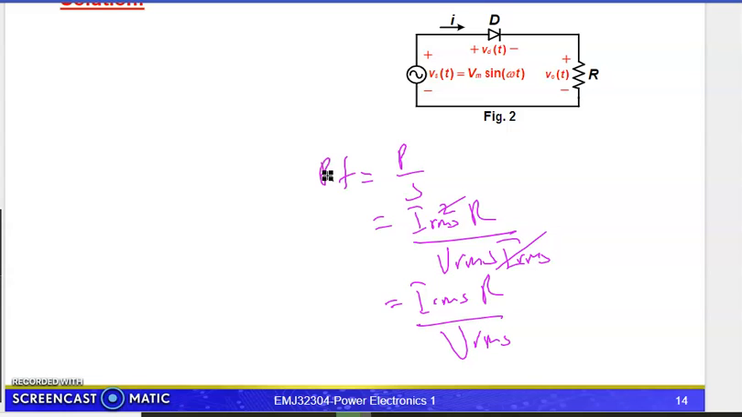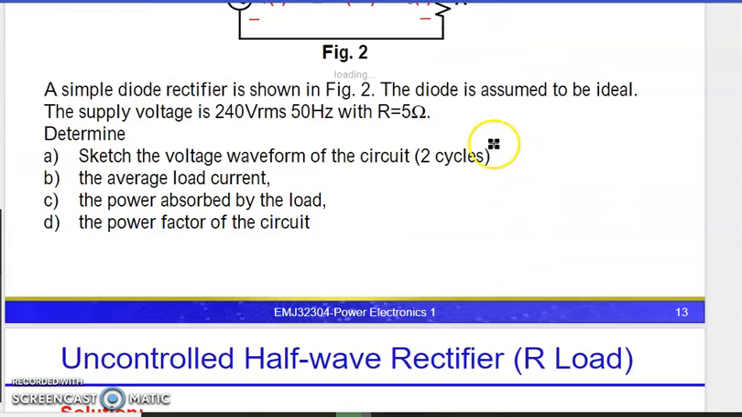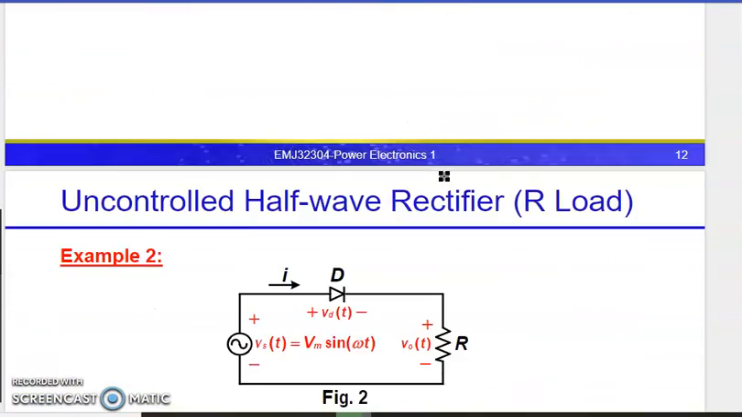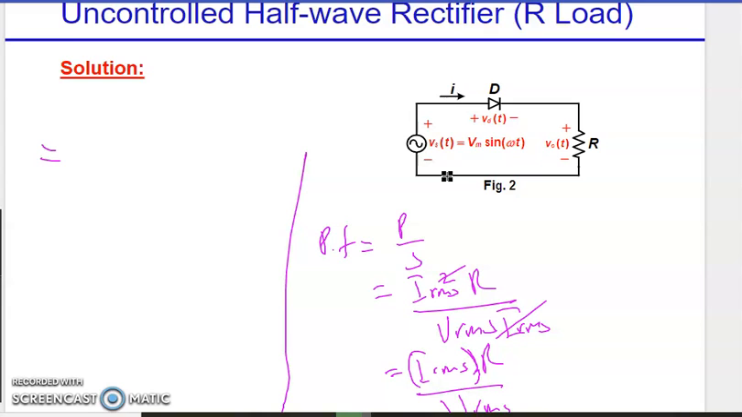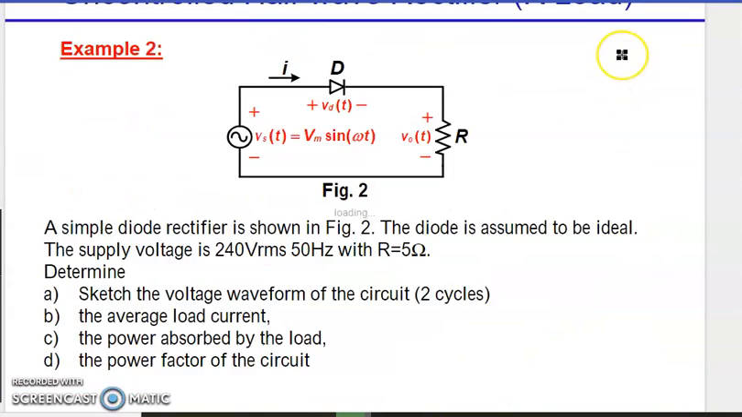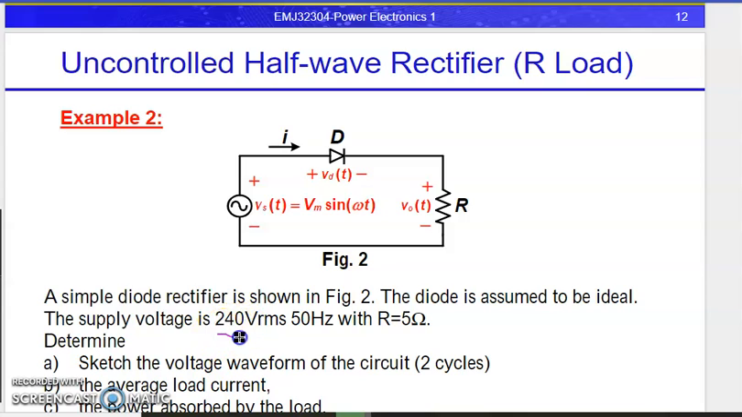If we take a look at the IRMS in the statement earlier, you see here, IRMS is equal to VM over 2R. So VM over 2R times R divided by VRMS. We cancel the R, and it remains as VM divided by 2 VRMS. We already have VRMS, which in the question is 240 volt.